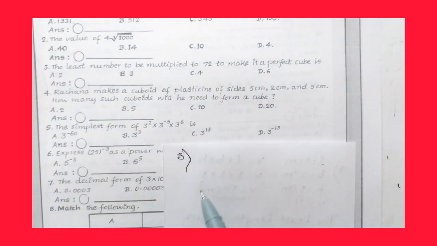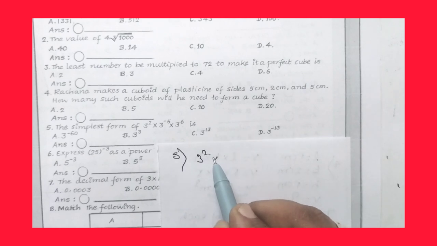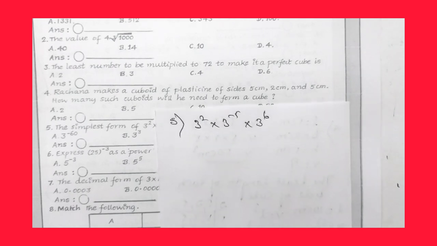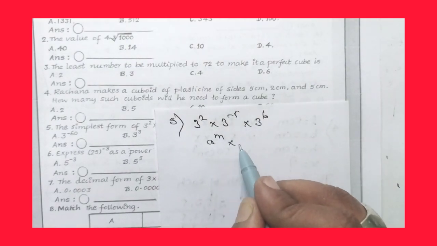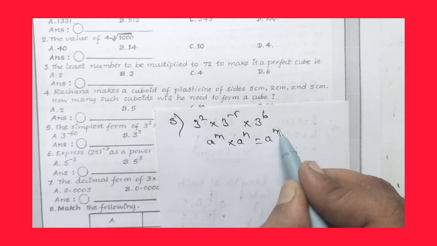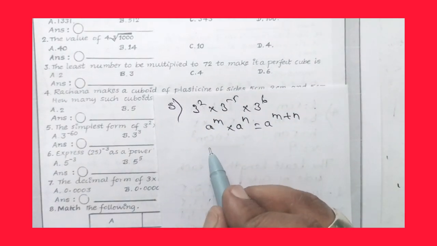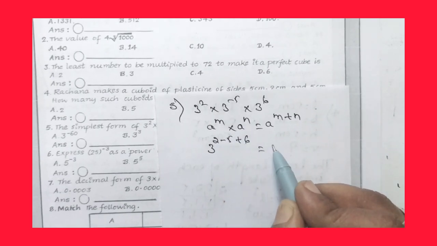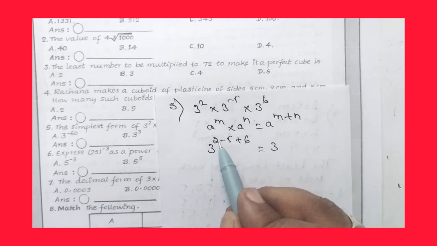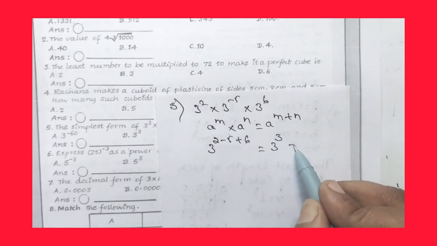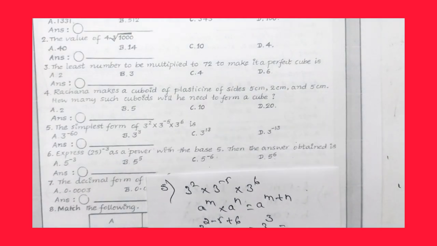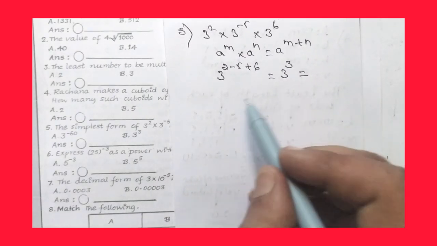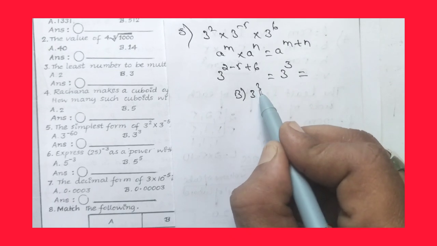The simplest form of 3 to the power of 2 into 3 to the power of minus 5 into 3 to the power of 6. So it is in the form of a to the power of m into a to the power of n is equal to a to the power of m plus n. So 3 to the power of 2 minus 5 plus 6 is equal to 3 to the power of 6 plus 2 is 8, 8 minus 5 is 3. So 3 to the power of 3. So the answer is 3 to the power of 3, option B. So option B is the right answer. Option B, 3 to the power of 3.